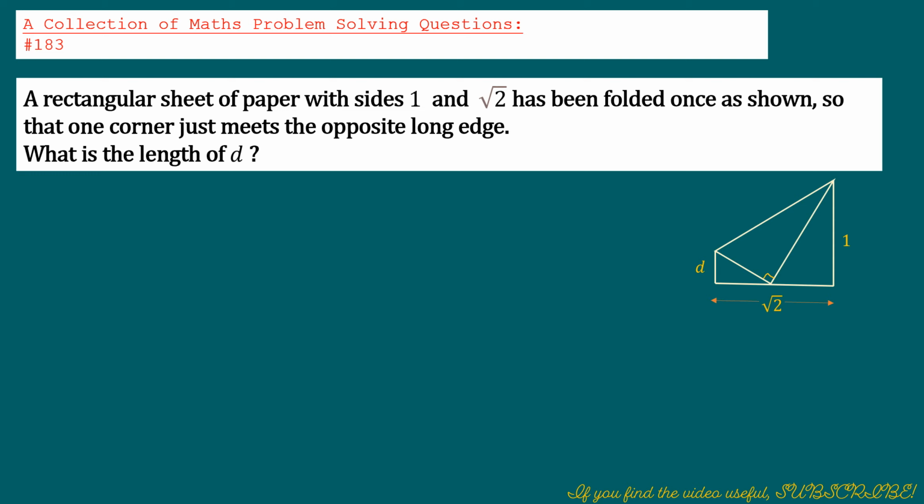A rectangular sheet of paper with sides 1 and root 2 has been folded once as shown so that one corner just meets the opposite long edge. What is the length of D?